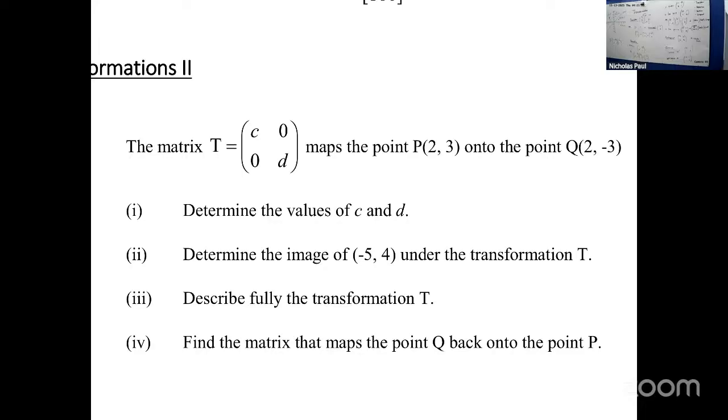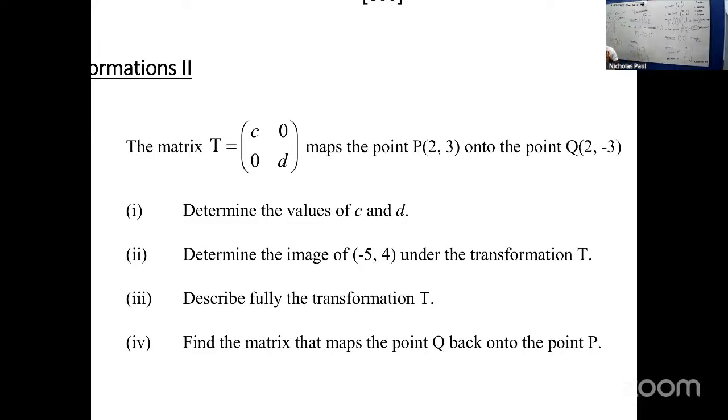What transformation is that? Sure, (2, 3) and (2, -3). The x value stays the same, but the y value changes sign, right? That's a reflection in the x-axis. So could you figure out C and D? C is what? C is 1 and D is -1.